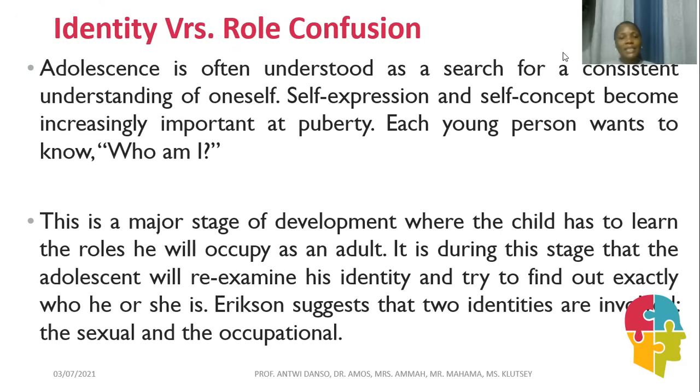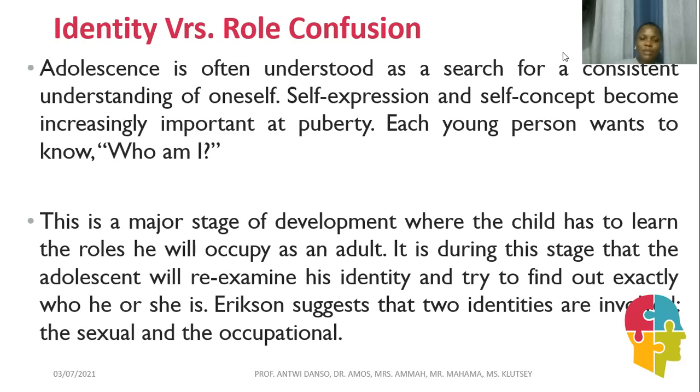Now, when it gets to adolescence, we get to the stage we refer to as identity versus role confusion. Identity versus role confusion. So in adolescence, it is often understood as a search for what? Consistent understanding of oneself. One of the key things that adolescents want to discover is to know who they are. Self-expression, self-concept becomes very important to them at this age. So they are constantly asking themselves, who am I? How different am I from my other peers?